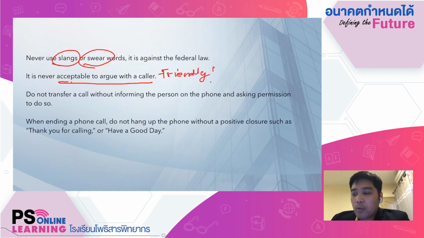Do not transfer a call without informing the person on the phone and asking permission to do so. Okay, from the last rules, from the Do's rule: before you put someone on hold or transfer a call, ask for permission.